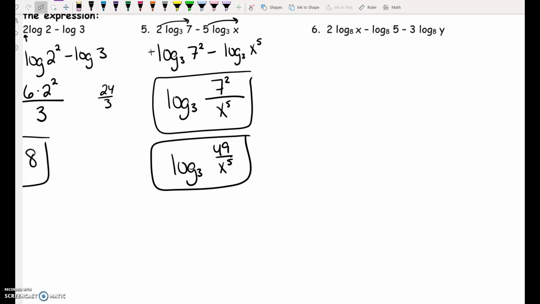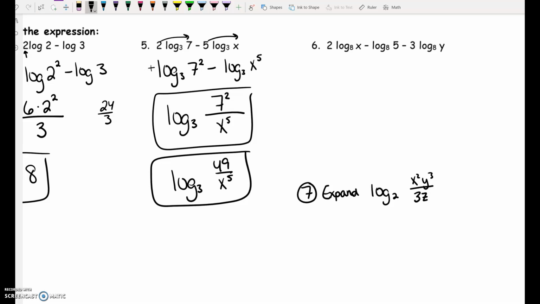Okay, I want you to pause the video and try number 6 on your own. Just give it a shot, be brave. And I just added a number 7. So on number 6, I want you to try on your own to condense that log. And then I want you to try to expand this log that I just wrote out for number 7. Give both of these a try, be brave, and then play the video to check your work. Pause it, pause it, pause it, pause it.